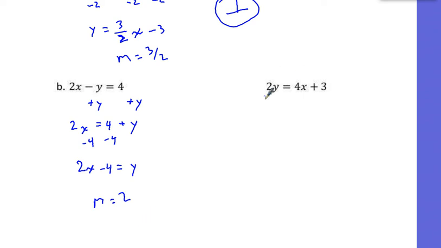I look at the second line, and we're going to isolate y again, getting this into slope-intercept form by dividing every term by the coefficient of y, which was 2. So y equals 4 divided by 2 is 2, x plus 3/2. The slope here is 2. Both slopes are the same, so the lines are parallel.